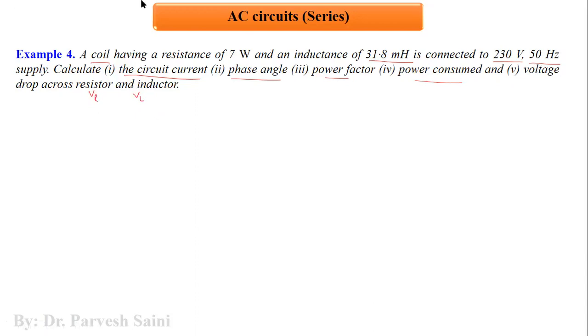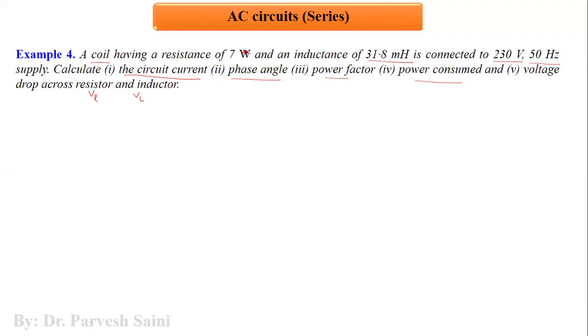So let us see how we will calculate this. This is a typographic error, so it is ohms. Now, the circuit diagram of this question would be like this. We have a voltage source, which is AC in nature. We have a resistance. We have an inductor of the coil. R is 7 ohm. L is 31.8 millihenry. Capital V is the RMS value of this voltage. Capital I is the RMS current.